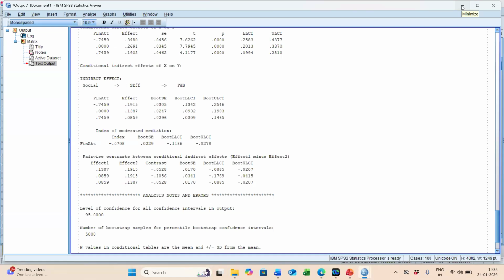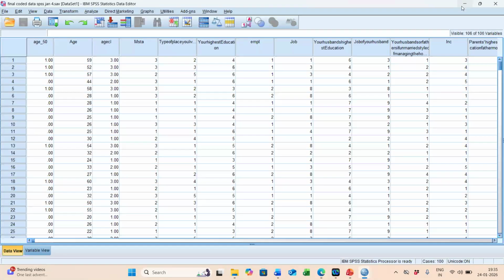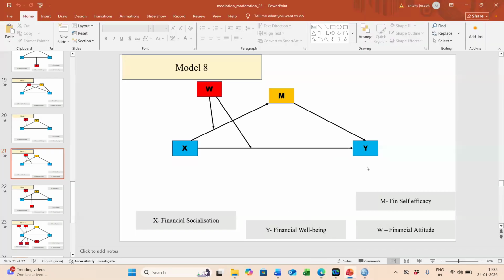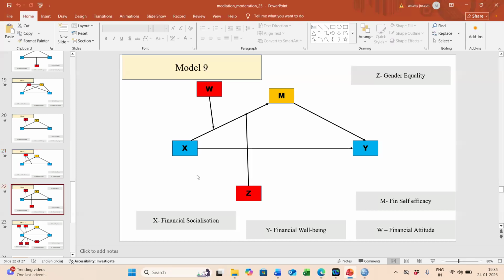So we are moving on to another model number. Okay, let's check which model is there. See another model. See what difference you feel. Model number 9. Actually, there are two different moderators moderating the same variable.